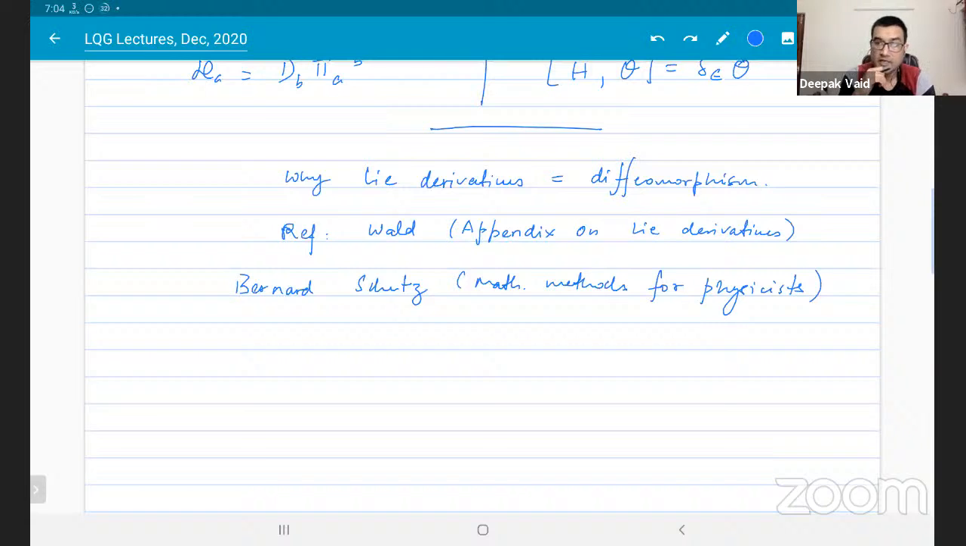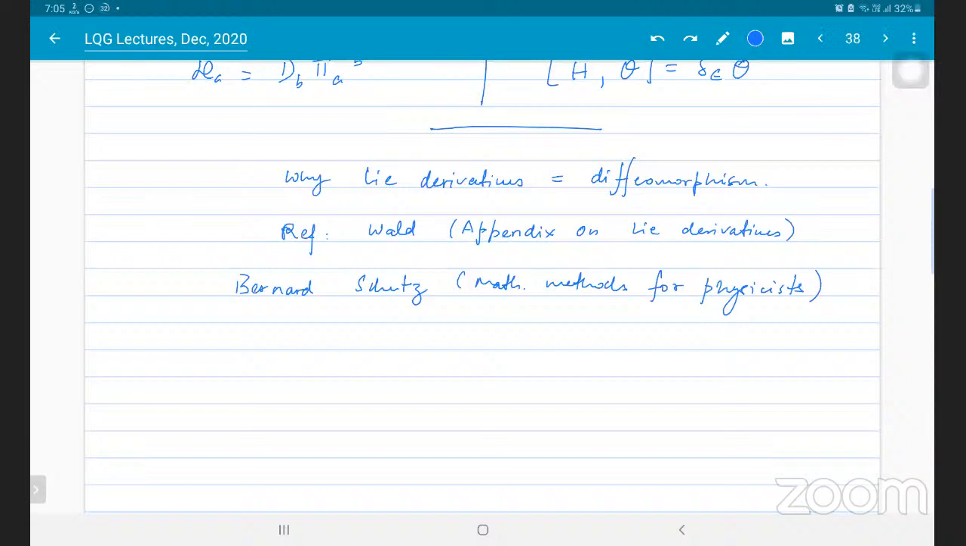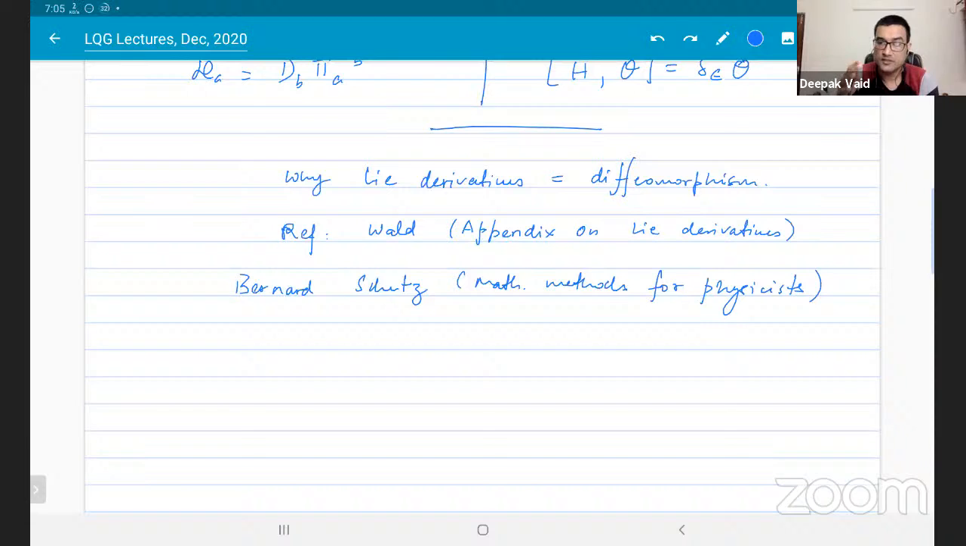Okay. So in particular, if you think about rotations and translations, then what you have is this notion of Killing vector fields. Yes. Killing vector fields, right? They satisfy this.